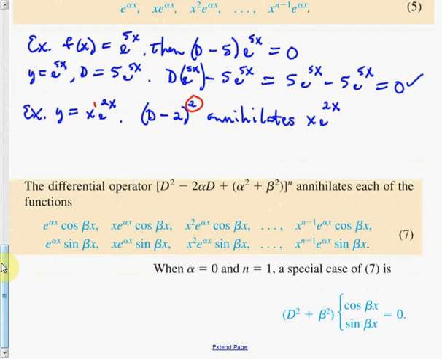Hopefully, the trigonometric form that we have would only involve cosine and sine. And if it's just cosine or if it's just sine, then all you use is d squared plus beta squared. Now, typically the problems that I've given you will not use number 7. I try to keep it as simple as I can using cosine beta x or sine beta x, and that can be annihilated by d squared plus beta squared. Okay.